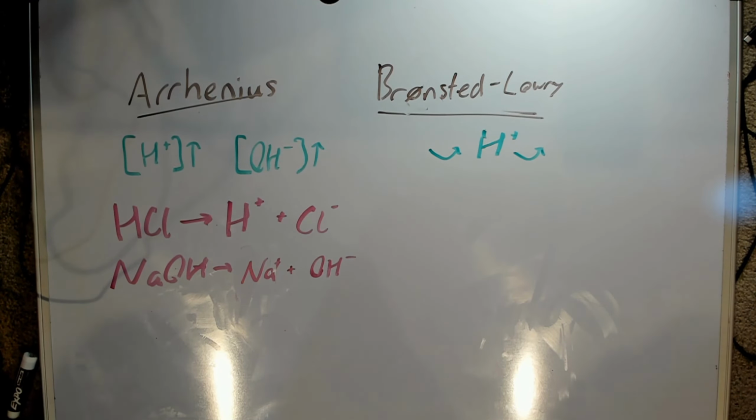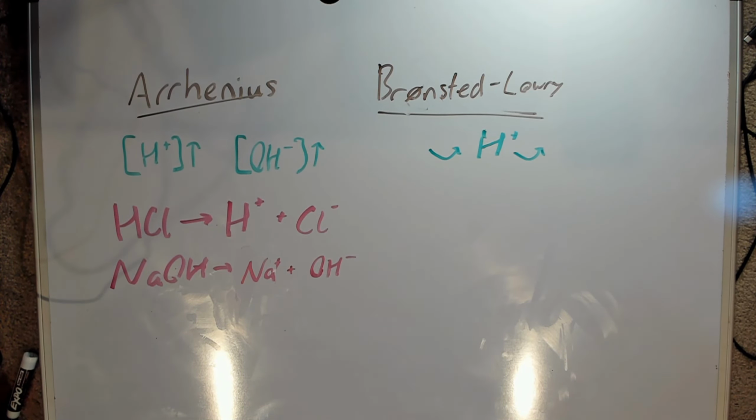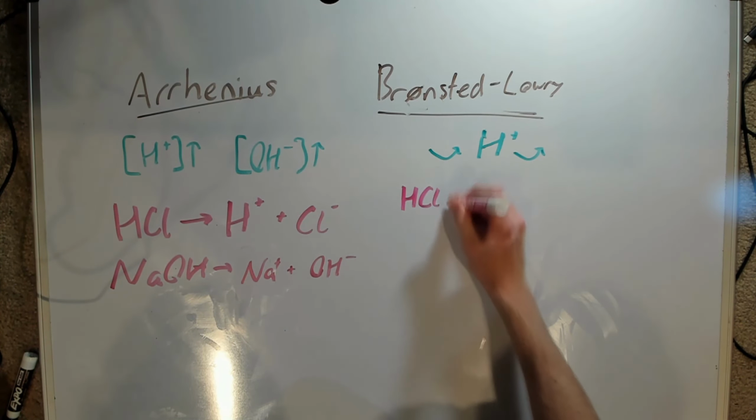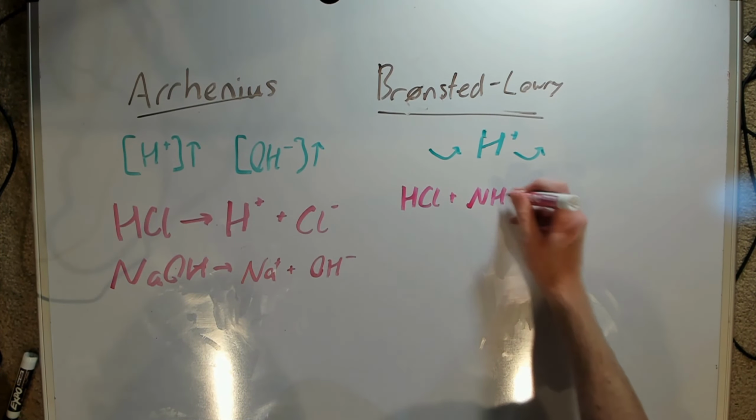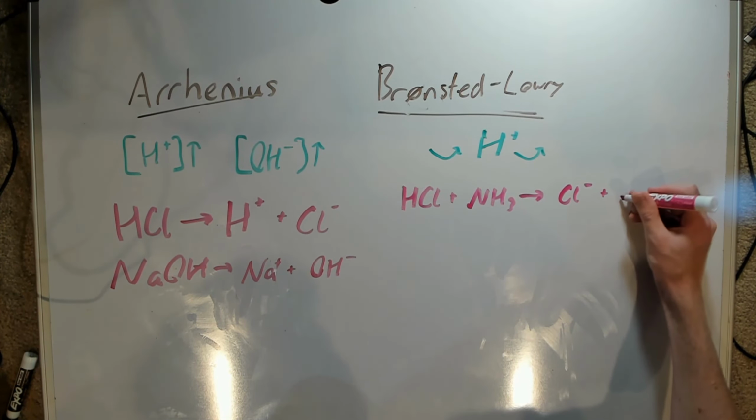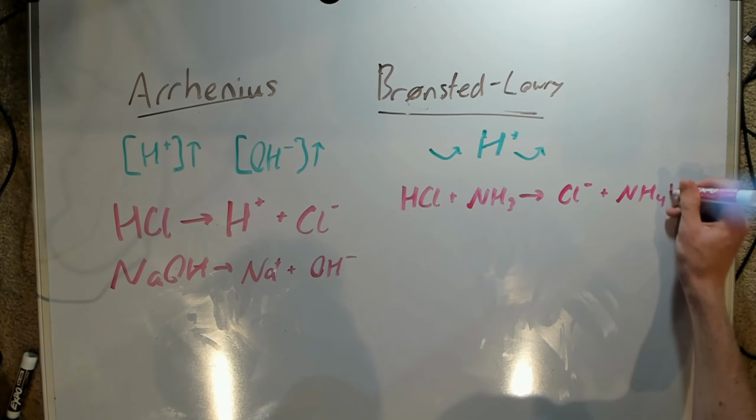Normally, when you talk about Brønsted-Lowry acids and bases, you talk about them when they react with one another in solutions as opposed to when they dissociate. So for example, you can talk about it like this. HCl plus NH3 forms Cl minus plus NH4 plus.